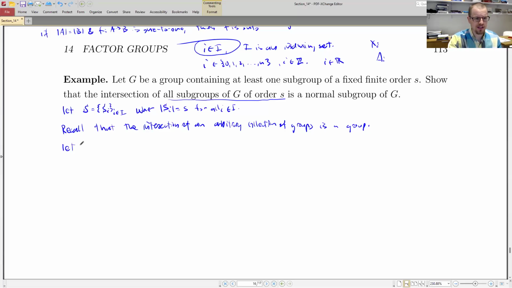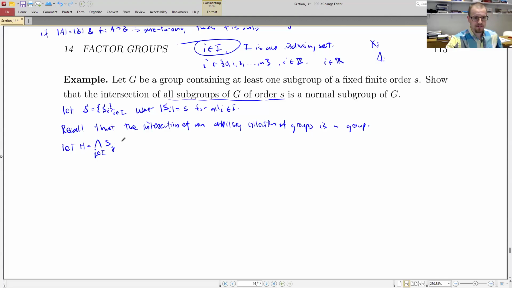What I want to do is let H be that intersection. The letter that I want to use is J. I used I up here, so I'm going to switch it over to J because we're also going to use inner automorphisms, and I don't want to mix up my I's and my J's. So for J in the indexing set, I want to consider the intersection of all of the subgroups of order S.